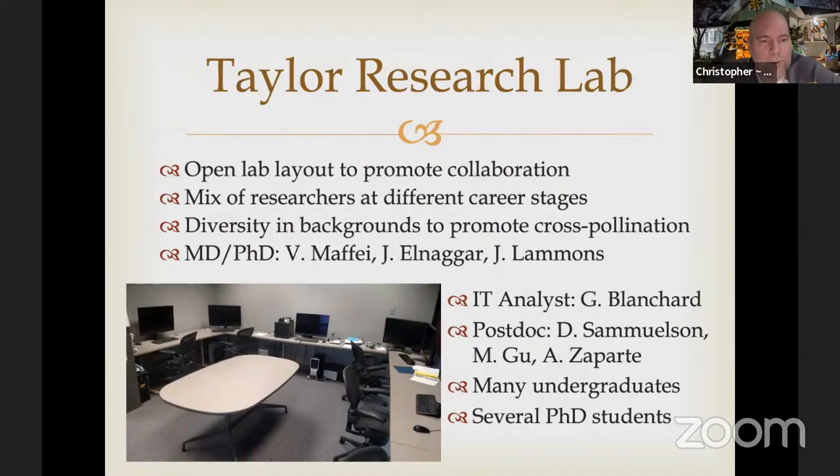So I didn't put up partitions or cubicles or anything like that, because I wanted to promote collaboration between all of the students and postdocs and researchers that work in my lab. And that's served very well. Essentially, people sit around the perimeter and work at their workstations, but if they run into an issue, they can just turn around to their neighbor and see if they have an opinion on how to resolve it.